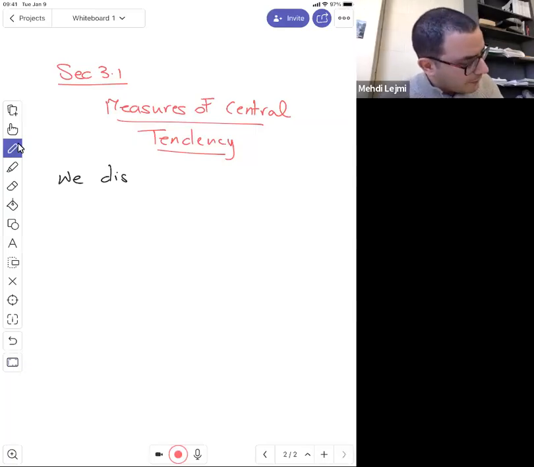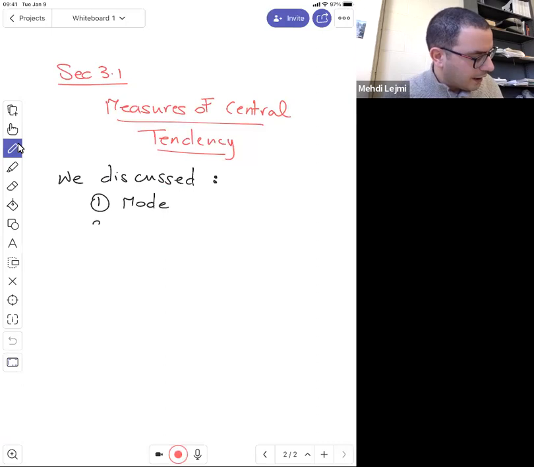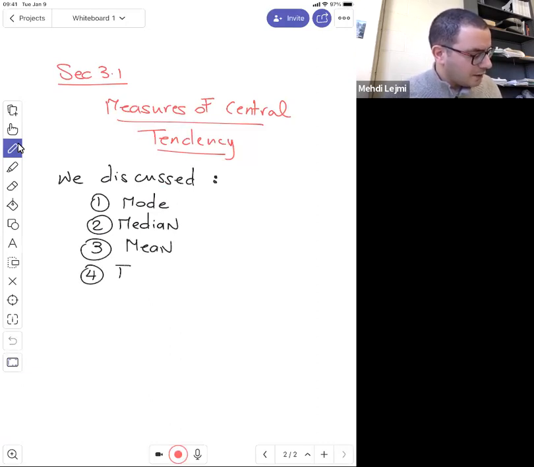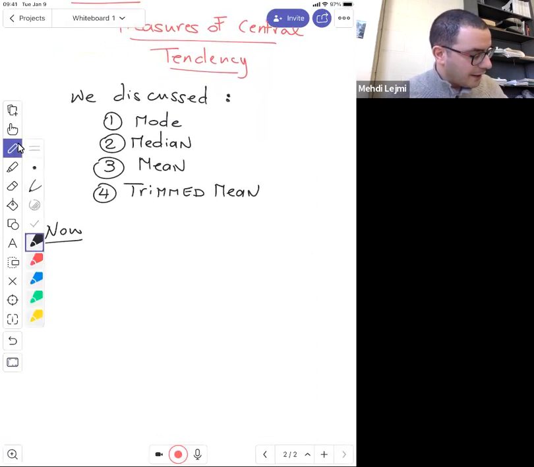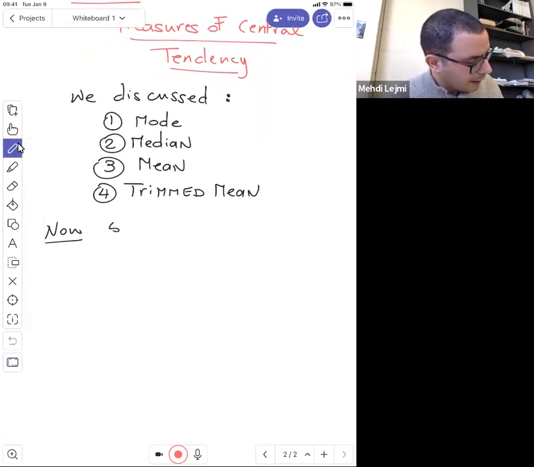So we discussed different ways to compute the average, right? First we had the mode, then the median, then the mean, and then the trim mean. And now we're going to discuss the weighted average.